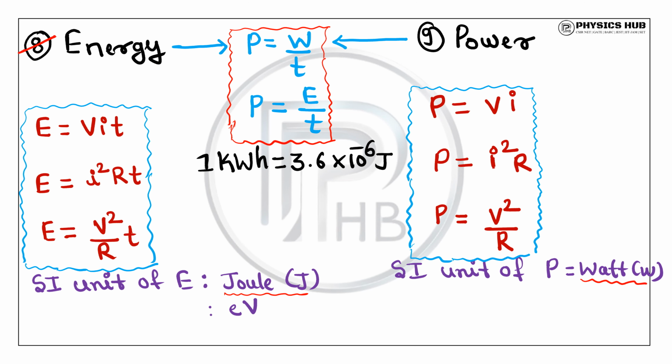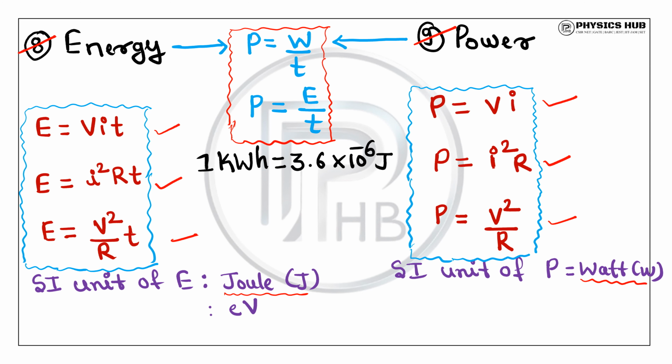Next is the energy and power formula. Here E is equal to VIT and P is equal to VI. These are the general formulas for energy and power. E is equal to I square RT and P is equal to I square R. These are the formulas used for series combination.